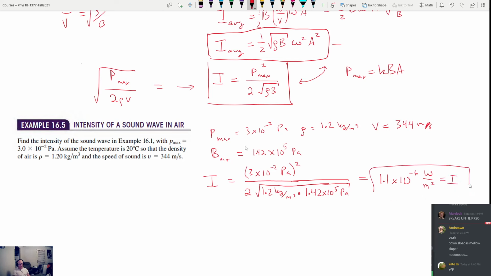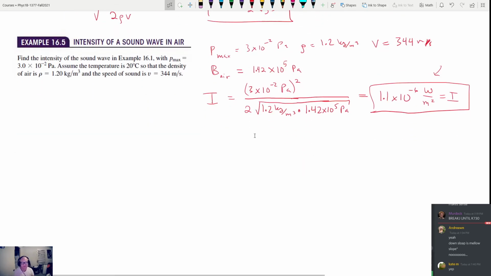But the reality is that we don't usually measure intensity in this unit right here. We usually measure sound intensity using decibels. So let's talk about the decibel scale. There's a couple other problems we can do here, but I want to make sure that we get this covered today. So the way that the decibel scale works is, let's see if I can remember this off the top of my head. No, I don't think I can.